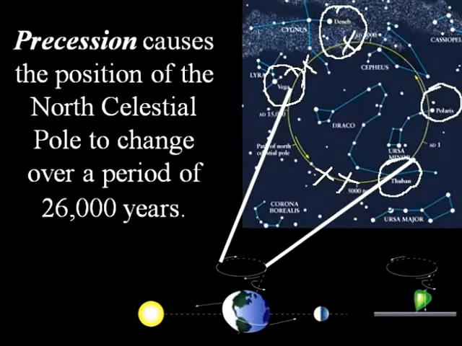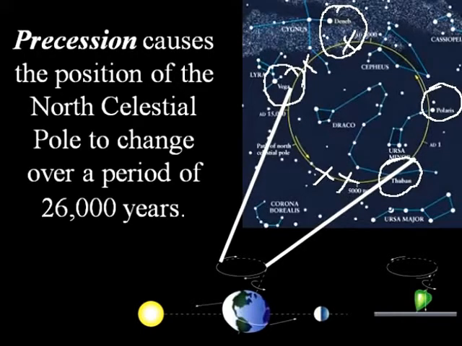So precession causes the Earth to slightly wobble, but over our lifetime and our descendants' lifetimes and our ancestors' lifetimes, there is essentially no change in the stars that are above the North Celestial Pole. Again, this is caused by the Earth's wobbling, the effect of precession.